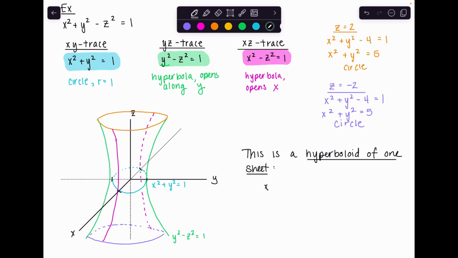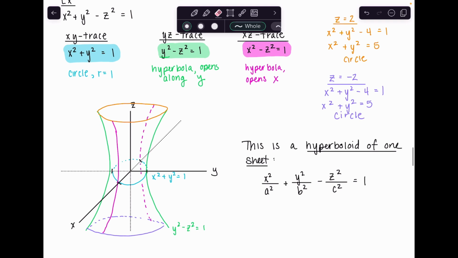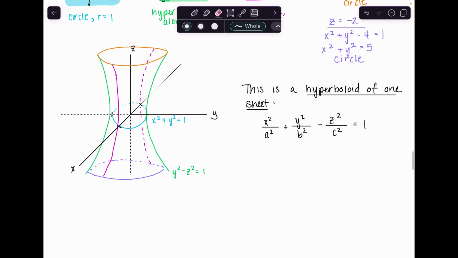And so here this is x squared over some number, y squared over some number, and z is the one that is negative. If it was x that was negative, it would just be this thing rotated and opening in this direction instead. If y was negative, it's along the y-axis. Okay? All right, so that's our hyperboloid of one sheet.